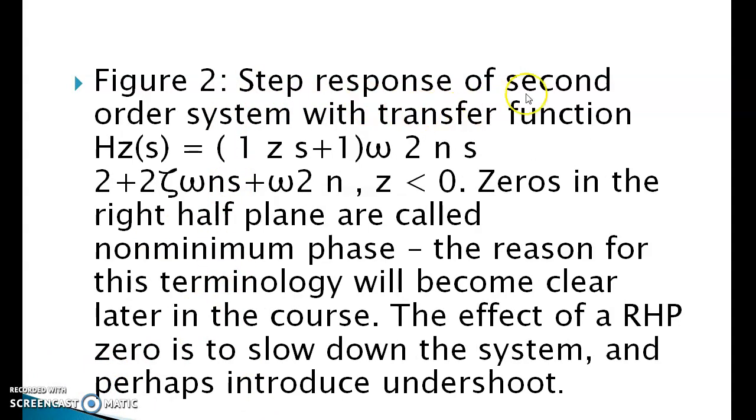Figure 2. The step response of a second order system with transfer function Hz(s) = ((1/z)s + 1) omega_n^2 / (s^2 + 2 zeta omega_n s + omega_n^2), where z is less than 0. Zeros in the right half plane are called non-minimum phase. The reason for this terminology will become clear later in the course. The effect of an RHP zero is to slow down the system and perhaps introduce overshoot.